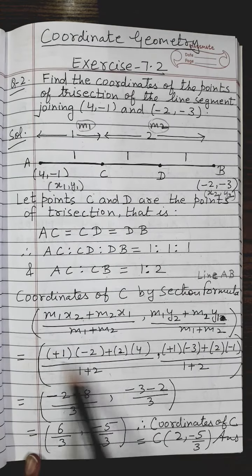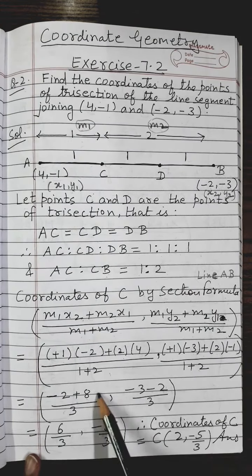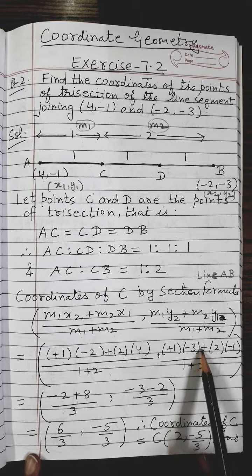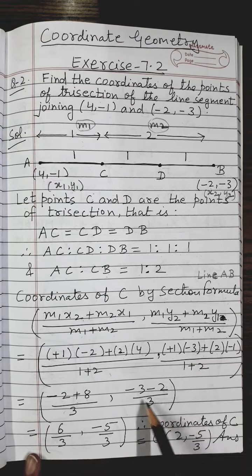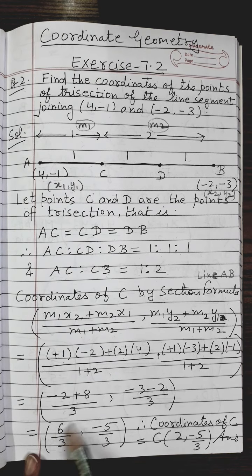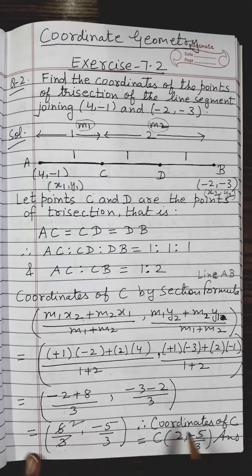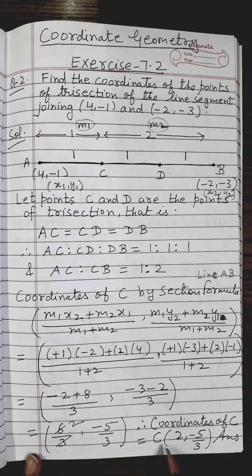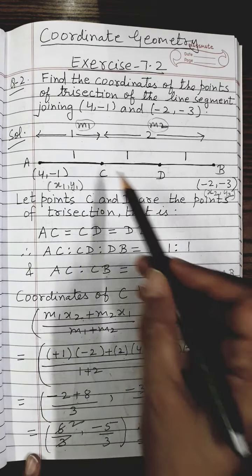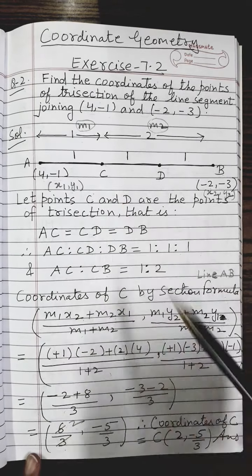Rest is calculation. This is -2 plus 8 divided by 3. This you will get as -3 minus 2 divided by 3. Next step, 6 upon 3 comma -5 upon 3. So you can cancel it out, and you will get the coordinates of C as (2, -5/3). So this is your final answer for point C. So this was the coordinate for C.